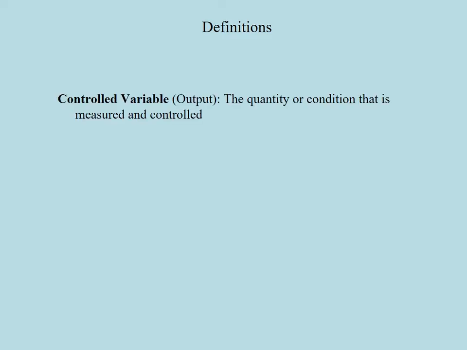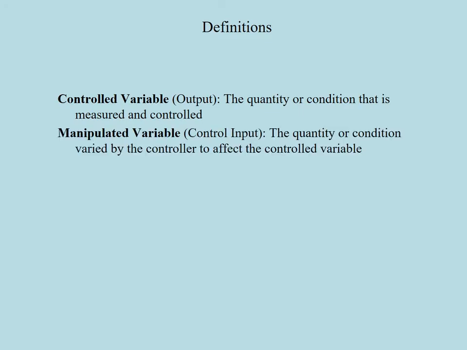Let us review some terminology which we are going to use in the sequel. We shall call the quantity or condition that is measured and controlled in a system as controlled variables. A more commonly used and shorter term for this is output. On the other hand, the quantity or condition varied by the controller to affect the controlled variable is called the manipulated variable. Another term for manipulated variable is control input or simply input.